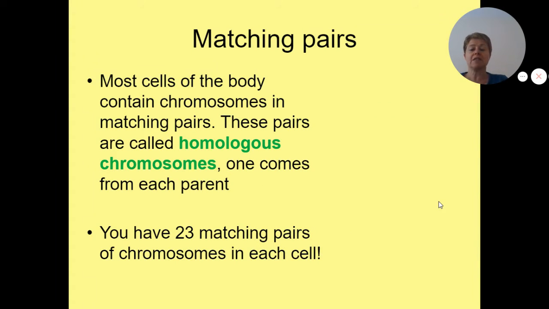So the vast majority of cells in the body, in fact, all of our body cells, except for sperms and eggs, have got chromosomes in pairs, and they're called homologous chromosomes. Okay, each pair is a homologous pair. So the chromosomes in each pair are very similar to each other. So one of the pair comes from mum, and one comes from dad. And so you get 23 from mum, 23 from dad, and they pair up in these homologous pairs. So you've got 23 homologous pairs in all of your cells, except for sperms and eggs.